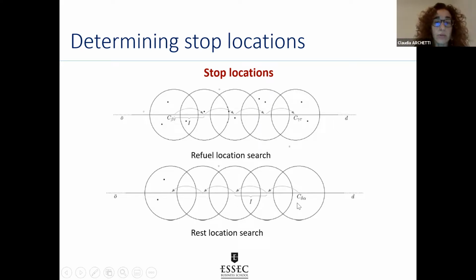Instead, when we have to stop for making a rest, we start from the delta alpha location, that is when we have 5% of the driving time remaining. We build our circle. And if there is no rest location in the circle, we go back for the distance I. We repeat the search up to the point in which there is at least one circle containing a potential rest location.